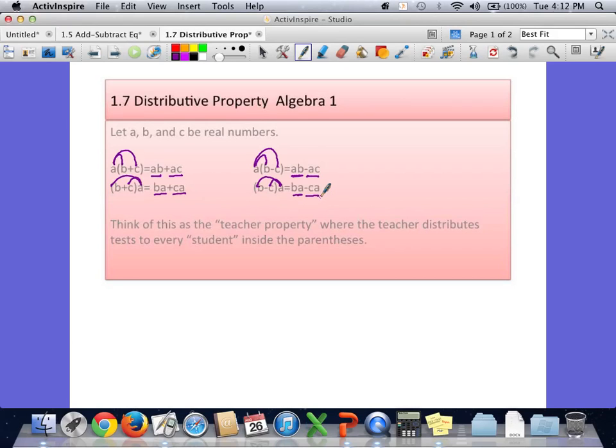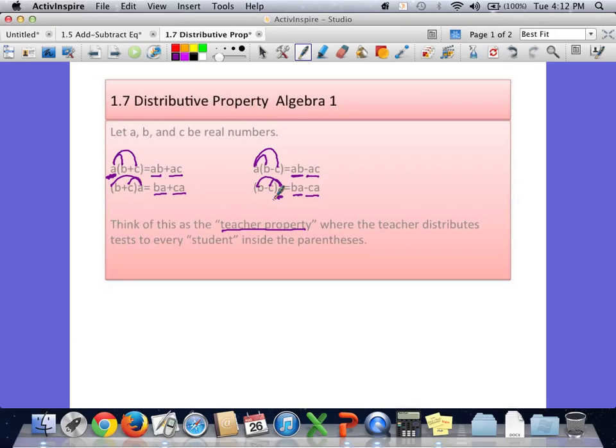Think of this as the teacher property, where the teacher is the thing that's being distributed, and she's giving out the test to all the students that are inside the parentheses. Doesn't matter whether the teacher's in the front, as in this one, or the teacher's in the back, as in this one. Still, all students have to have a copy of that test or whatever she's distributing. So it has to go all the way through.